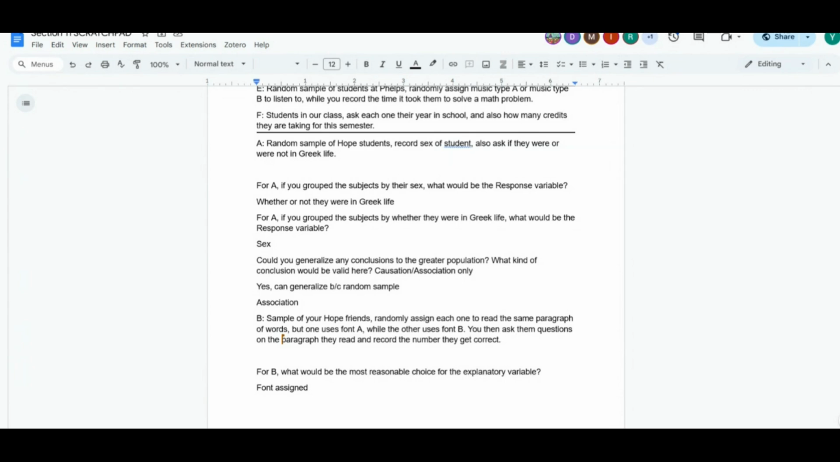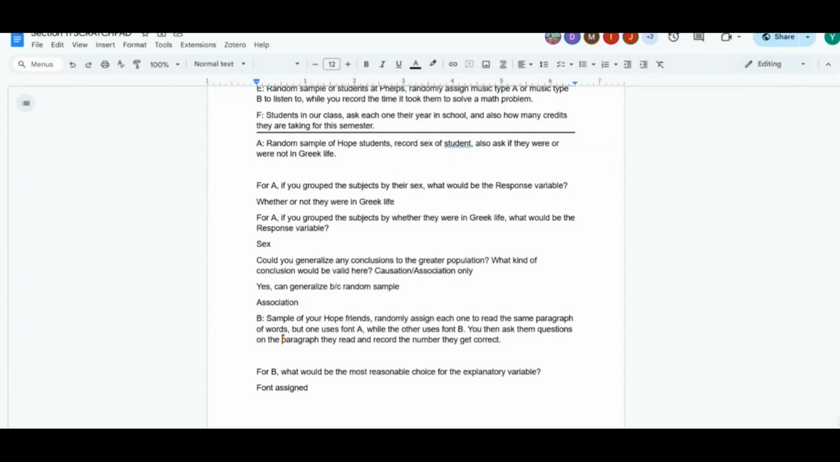Very good. But if you had grouped them by whether they were in Greek life, then what would be the response? Of course, it's the other variable. I mean, could we do this as well if we wanted to? You can use participation in Greek life to predict the sex of the person. But I think the more natural one is the first one. But there's nothing wrong with doing the second one. It depends on what you want to do.